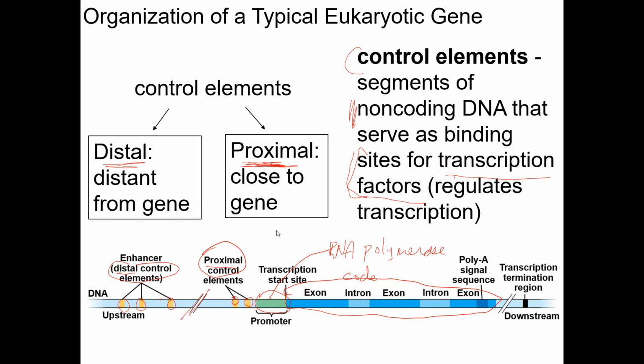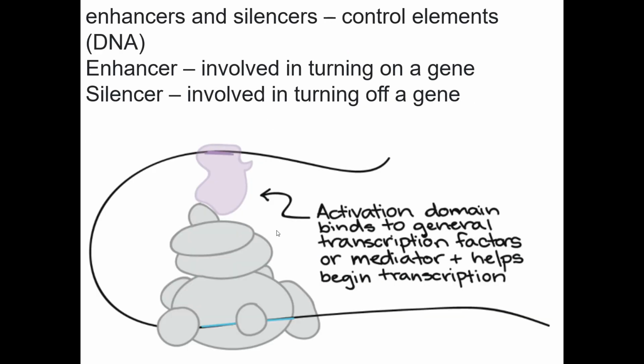So control elements are pieces of DNA. The control elements can also be defined based on what they do. So the control elements can be called enhancers or silencers. That's based more on function than on location. So an enhancer is involved in turning on a gene, and a silencer is involved in turning off a gene. So this would be a case of an enhancer right here, and that can be pretty far from the gene. So the gene is going to be right here.